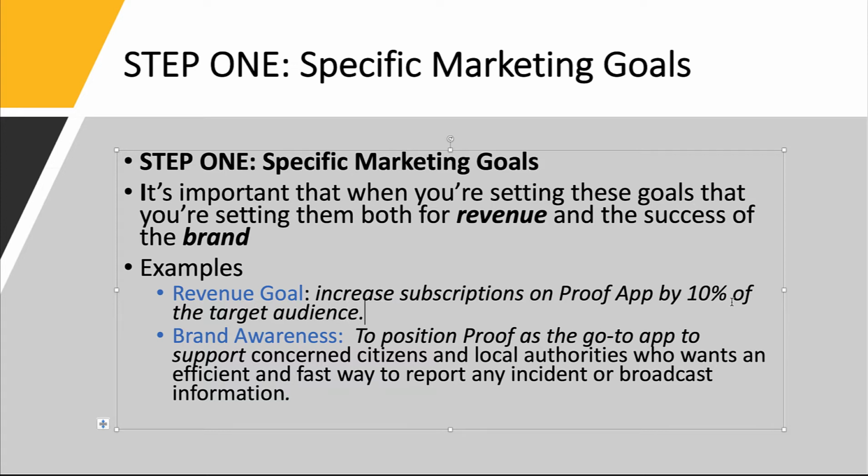Then of course we have what we call brand awareness. Brand awareness is all about advertisements. You want to let people know about it. You want to position Proof as a go-to app to support concerned citizens and local authorities. These are the type of stuff that Proof is doing. Their target audience is citizens and local authorities who want to efficiently report issues and the like. So that's the goal of Proof.